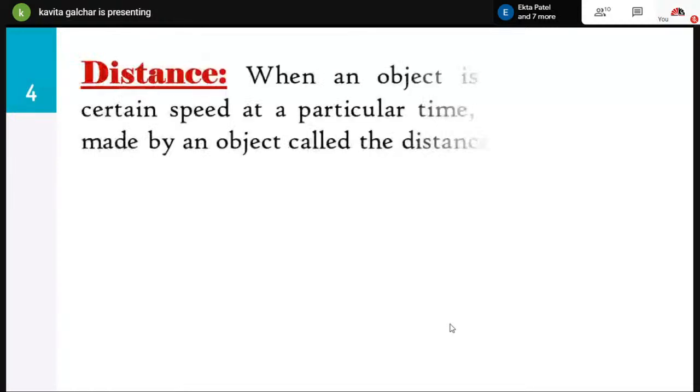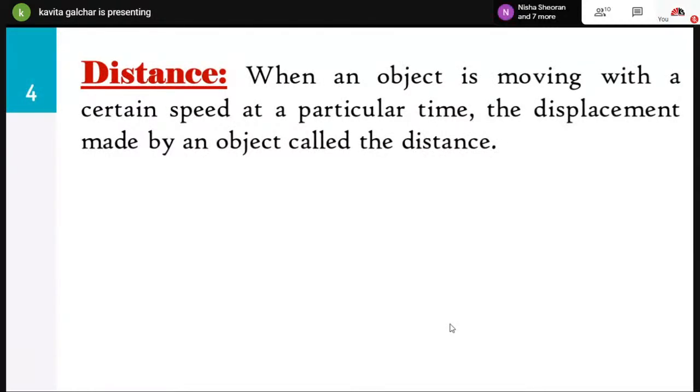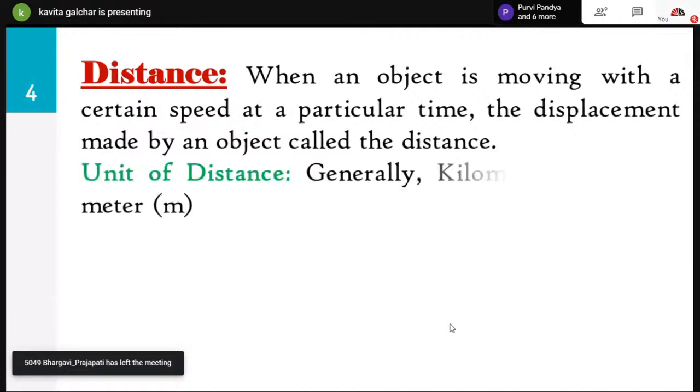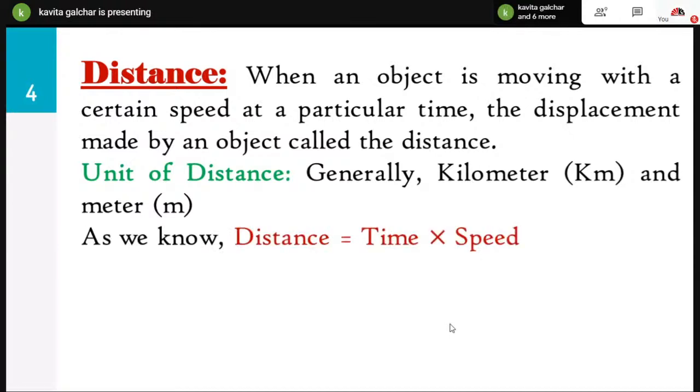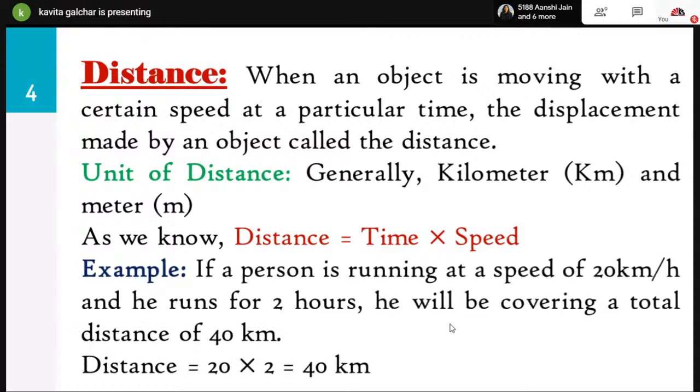Next, what is distance? When an object is moving with a certain speed at a particular time, the displacement made by the object is called the distance. The unit of distance is generally kilometer and meter. As we know, distance is equal to time into speed, whenever time and speed are given. See the example. If a person is running at a speed of 20 km per hour and he runs for 2 hours, he will be covering a total distance of 40 km.